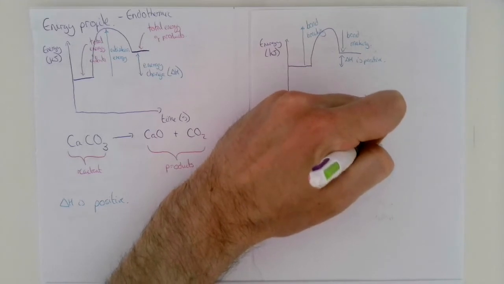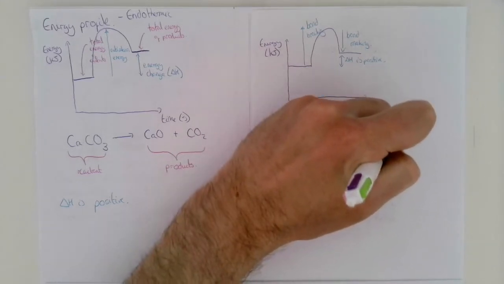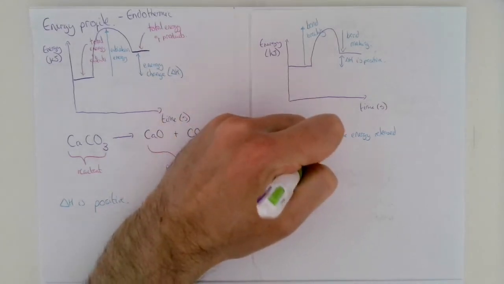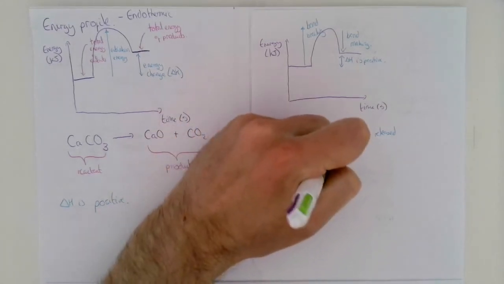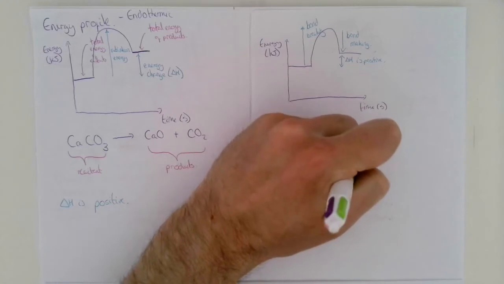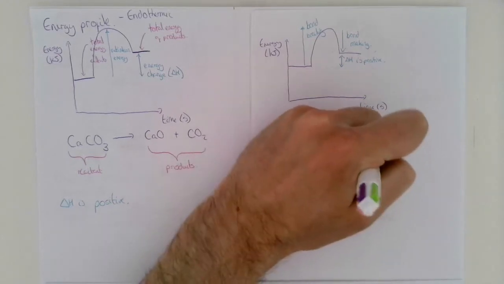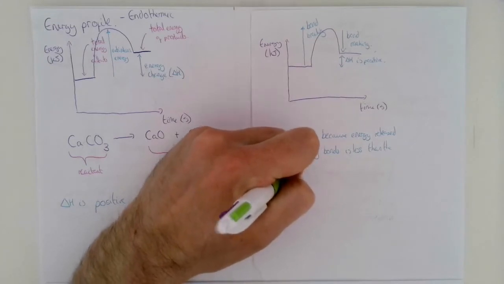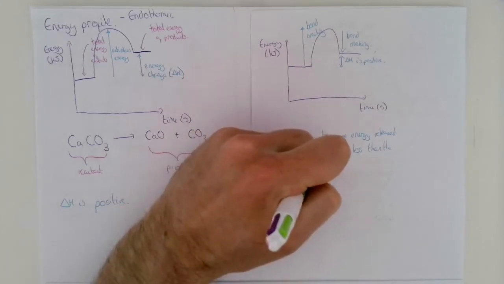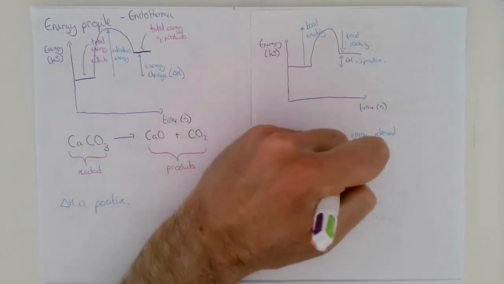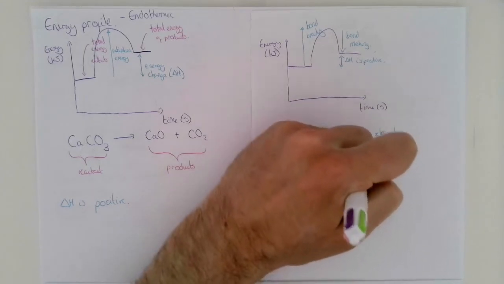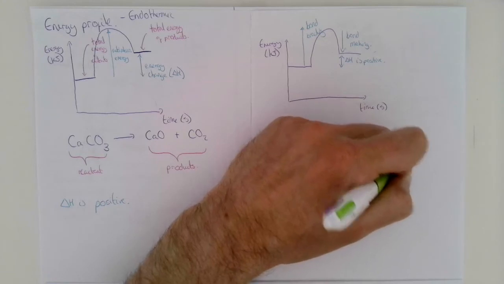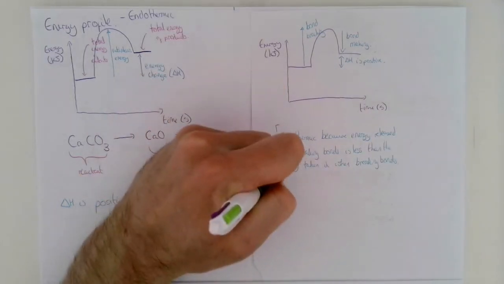So endothermic because the energy released when making bonds is less than the energy taken in when breaking bonds. So that's the key idea for endothermic.